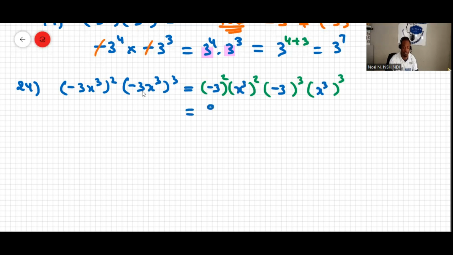-3 to the power of 2. This is 9. Okay, x to the power, over here we multiply exponents as we said, x to the power of 6, and then multiplied by -3 to the power of 3, which is -27, because the power is odd. Okay, so it's going to be -27, and then x to the power of 9.